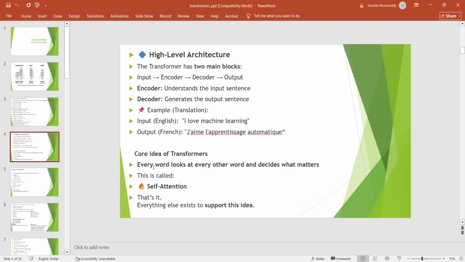So as I said, transformers completely rely on self attention. So what is self attention? Self attention means we have a sentence, and every word in that sentence looks at every other word and decides what matters. In a sentence we have a number of words, and each word looks at every other word and decides which words are important for it. So this is called self attention.